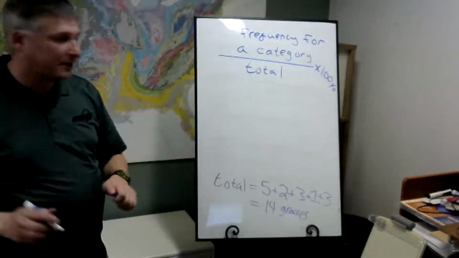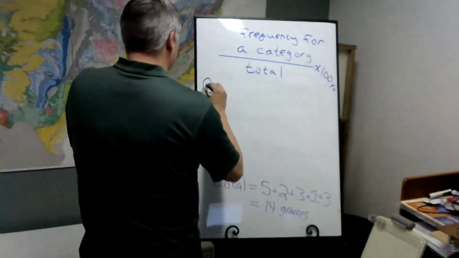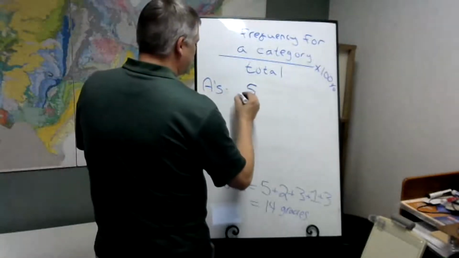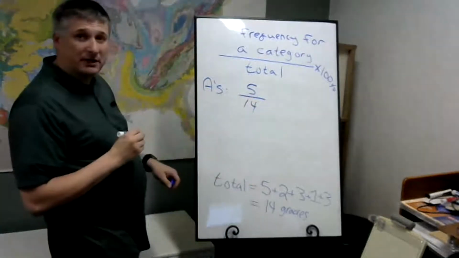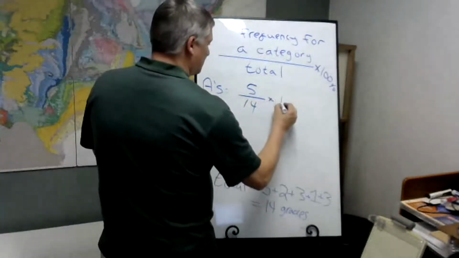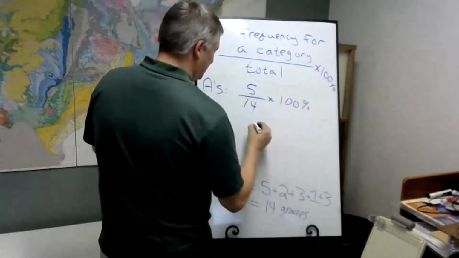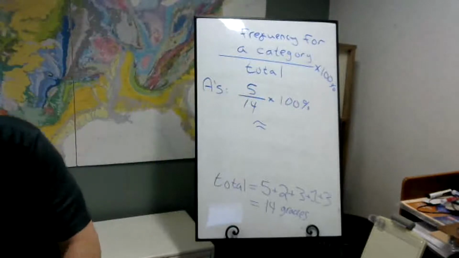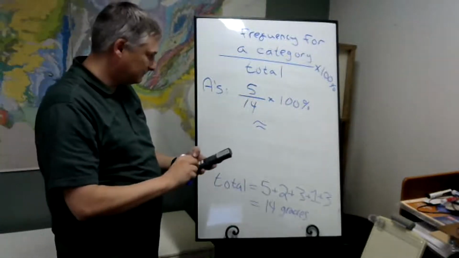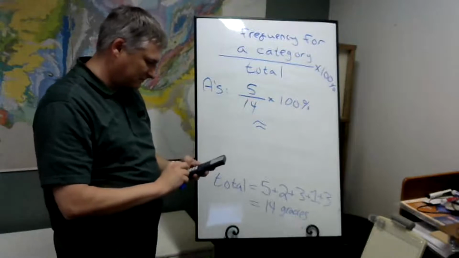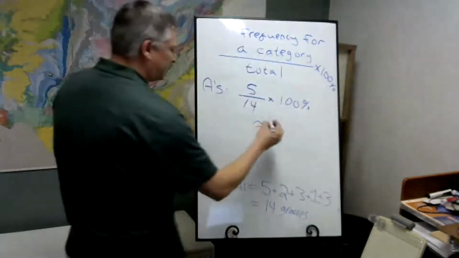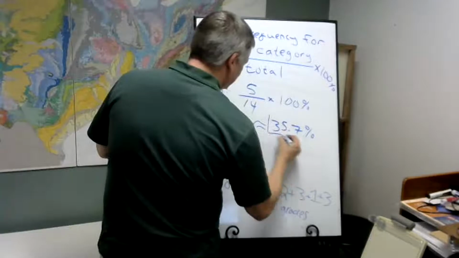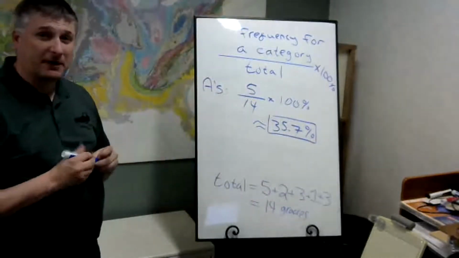So let's do this for each letter grade. So for A's, the frequency for A's, there were 5 A's out of a total of 14 grades. Let me multiply that by 100%. And I'm going to round to the tenth and grab my calculator. So it's about 35.7%. So that's the relative frequency for A's.